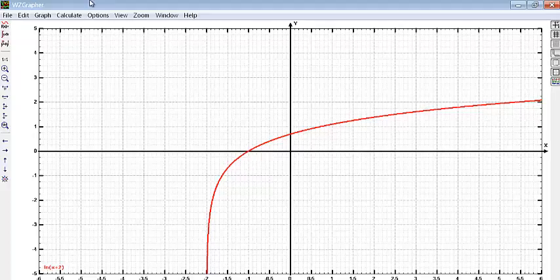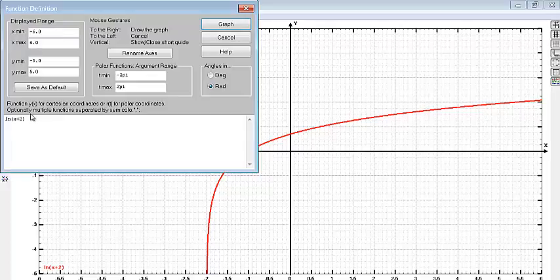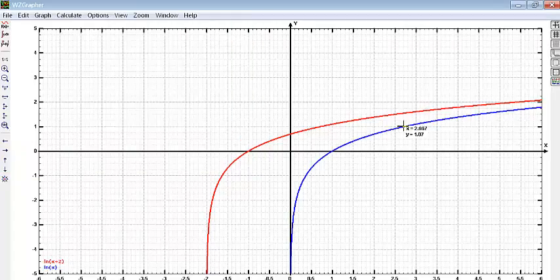But otherwise, if I just plot the natural log of x, which is the parent function, it's the same thing. It's just been shifted. Everything's been shifted 2 units to the left.